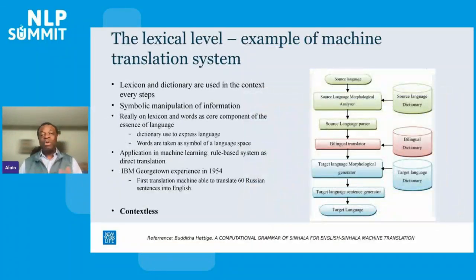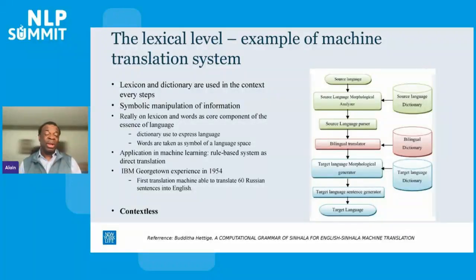Now, let's start with the lexical level, for example. Here I'm taking the example of a machine translation system. In the old days, people started doing machine translation systems. One of the early systems was developed by IBM, in collaboration with Georgetown University. They created the first machine translation system using purely lexicon vocabulary. That was done in 1954, a long time ago, before we had everything we have today.